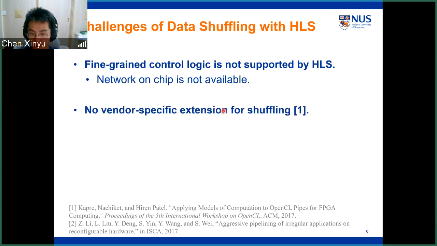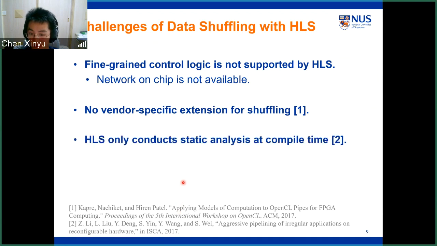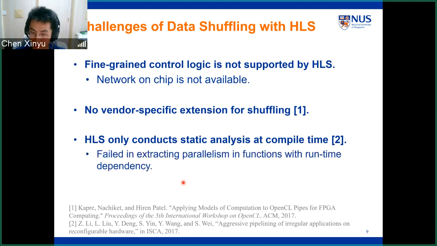Secondly, there is also no vendor-specific extension for this data shuffling, which has been argued by another work, actually. And lastly, it's very important: HLS only conducts static analysis at compile time. So this logic actually requires some runtime information. In this case, HLS fails to extract parallelism in such kinds of functions.